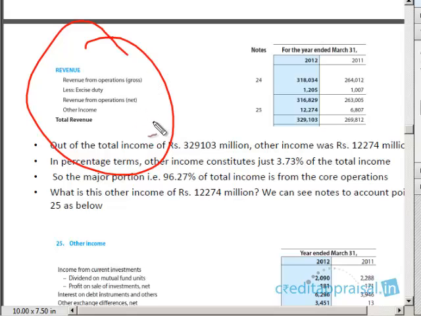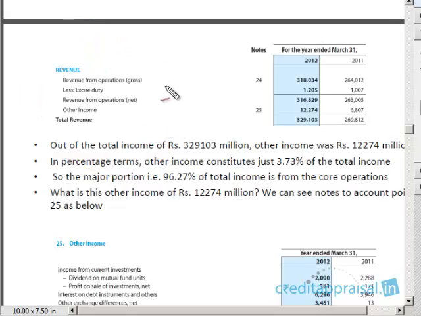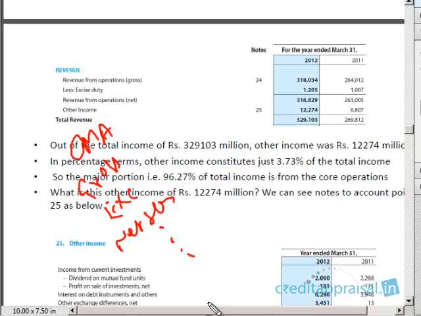So we can see the items which we already discussed: gross sales, less excise duty, and net sales. There's something called other income, which is nothing but the non-operating income. Whenever you get a P&L account or balance sheet like this, we are going to have a CMA data like this. We'll have the gross sales, less excise duty, net sales, and a lot of other expenses. Finally, we have non-operating income. This is what the CMA format looks like.